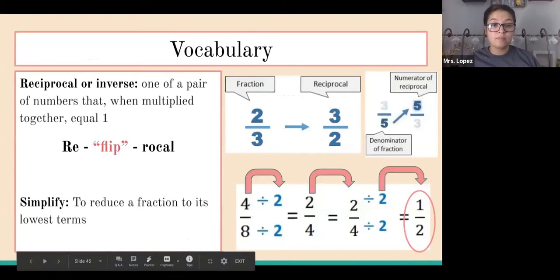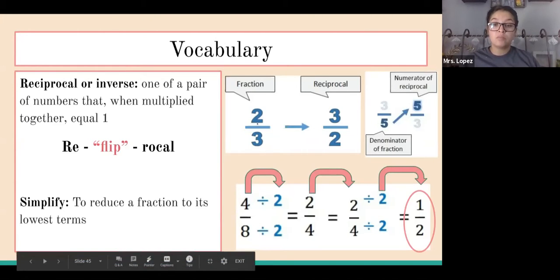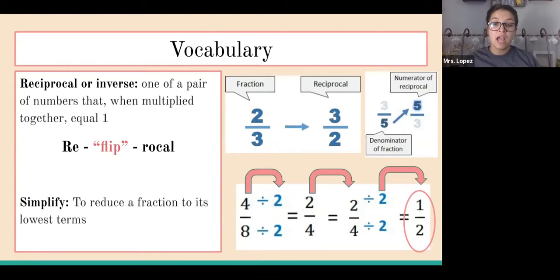So we have some vocabulary here today. We're going to learn about reciprocal or inverse and how to simplify. A reciprocal or an inverse is one of a pair of numbers that when multiplied together equals 1. So when you multiply these two numbers together, you get 6 in the numerator, and when you multiply these two numbers, you get 6 in the denominator, and a number that is the same in the numerator and the denominator equals 1.